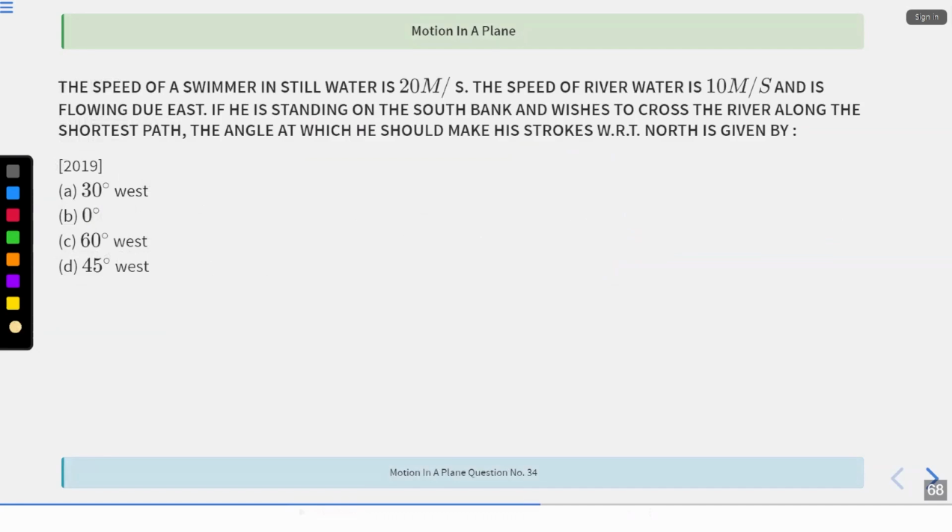The next question is: the speed of a swimmer in still water is 20 meter per second. The speed of river water is 10 meter per second and is flowing due east. If he is standing on the south bank, over here, and the river direction is in this direction, and he wishes to cross the river along the shortest path, at what angle should he make his strokes with respect to north? This is our north. With respect to this, what angle should he make? What is the concept being used here? This is the swimmer river problem.